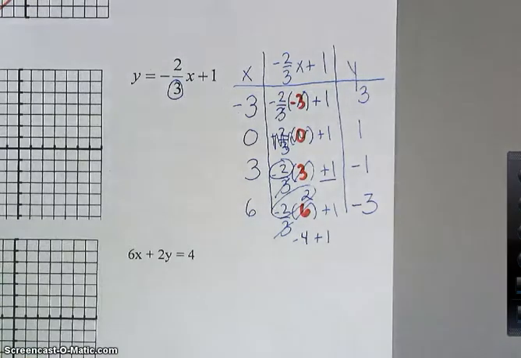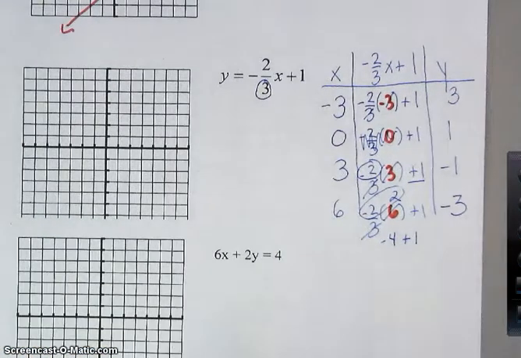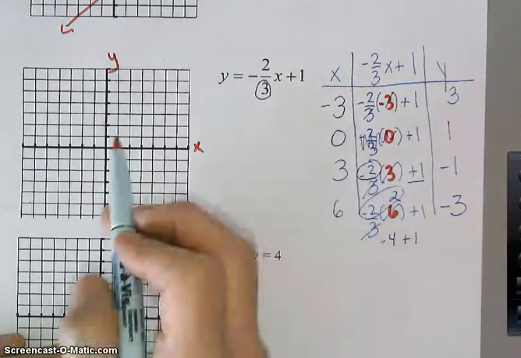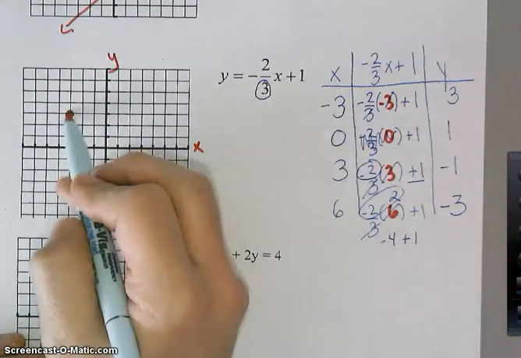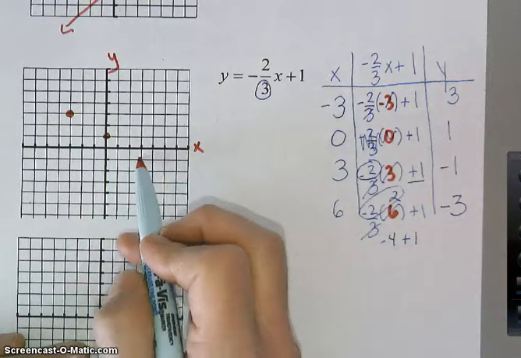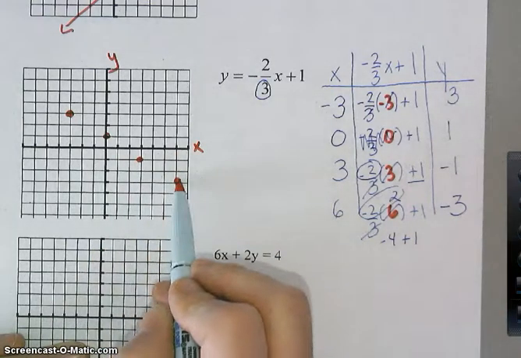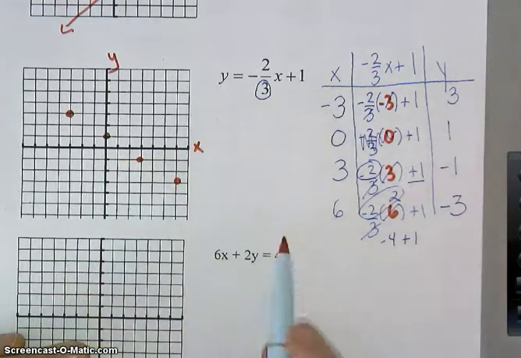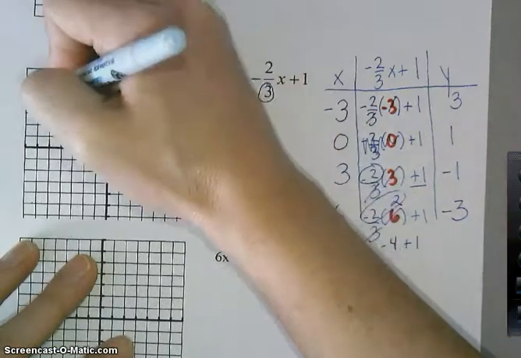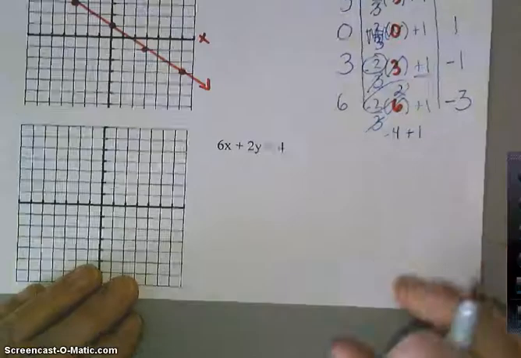So let's graph them and make sure we get a nice line when we do that to make sure we did this correctly. So when I'm graphing negative 3, 3, this is x, this is y. So over negative 3, up positive 3, 0, 1, 3, negative 1, and 6, negative 3. And as you can tell, we have a nice linear function represented in our graph. So we did something correct. Okay, let's look at our last one.